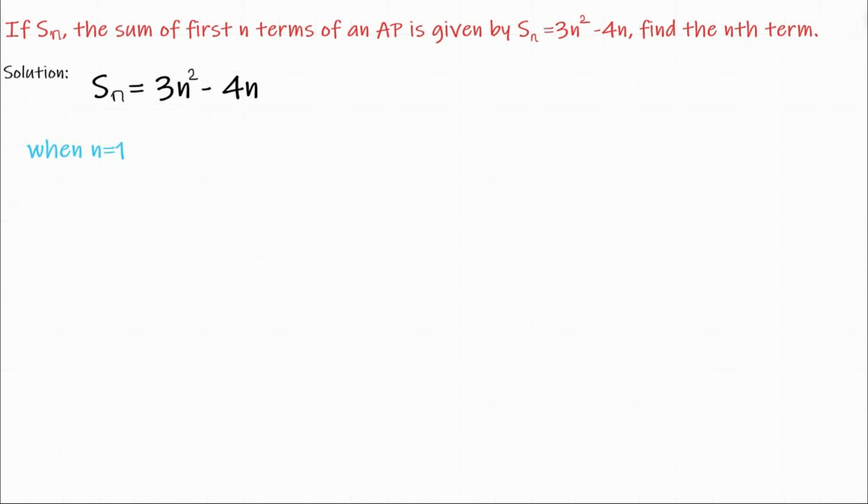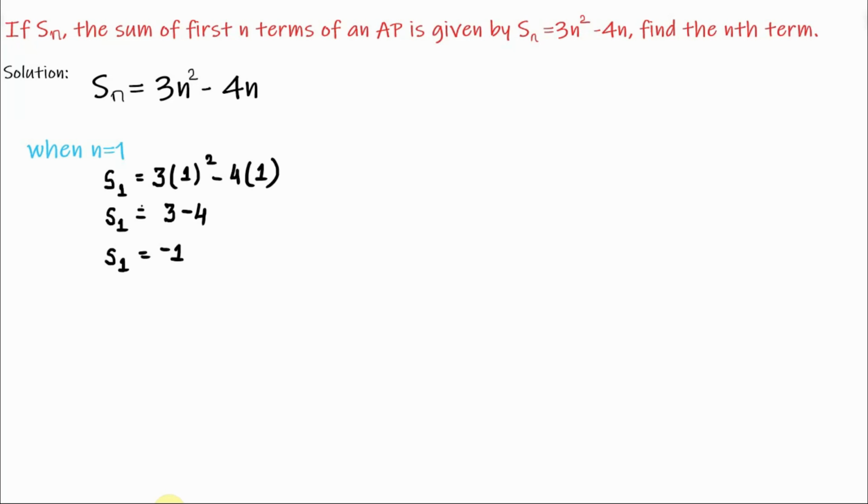So writing down the given equation and substituting the value of n as 1, we obtain S1 equals 3 times 1 square minus 4 times 1. So S1 becomes 3 minus 4, which gives us minus 1. So S1 is the sum of the first term.